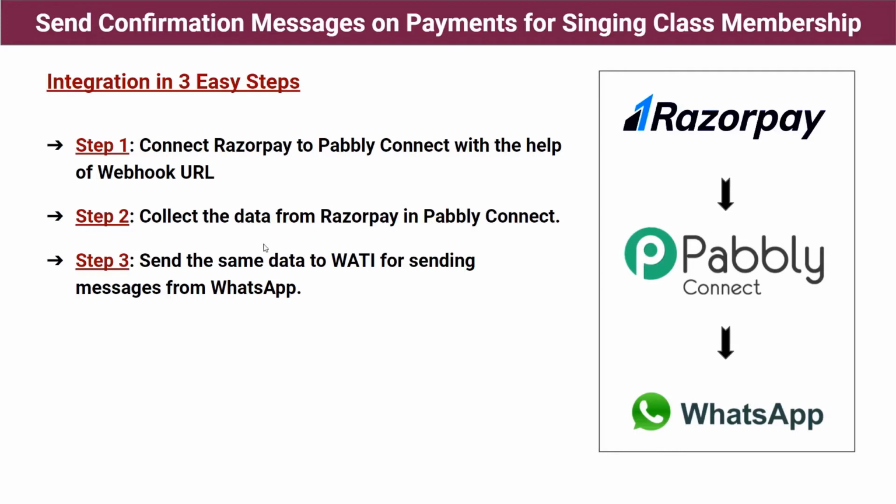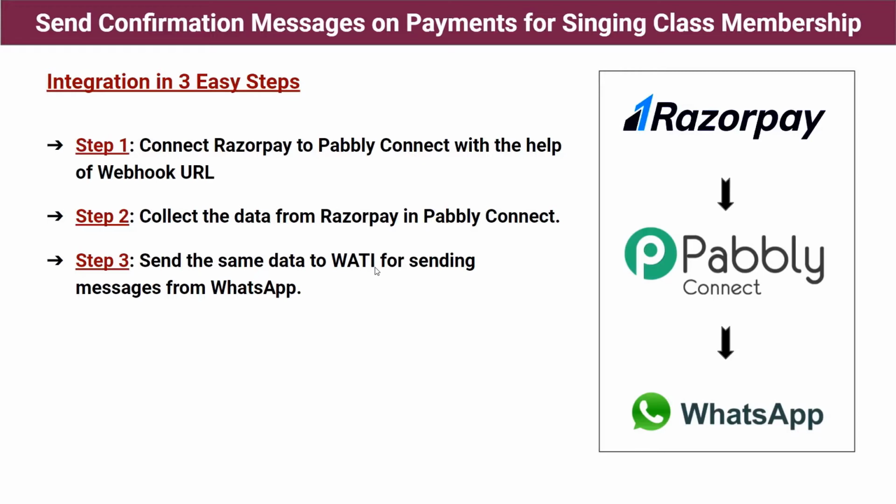Okay, so the second step is collect the data from Razorpay in Pabbly Connect. After the Razorpay account is connected with Pabbly Connect, the payment which we receive in Razorpay, the same details will be captured into Pabbly Connect. The third step is send the same data to Vati for sending messages from WhatsApp. So here let me first tell you that you do not need to get confused here.